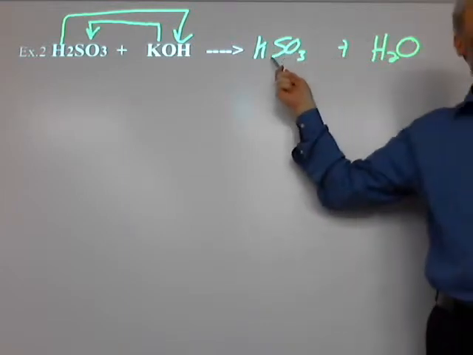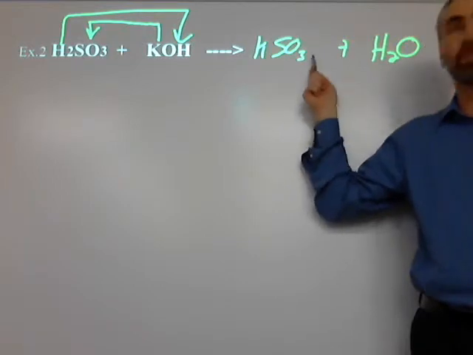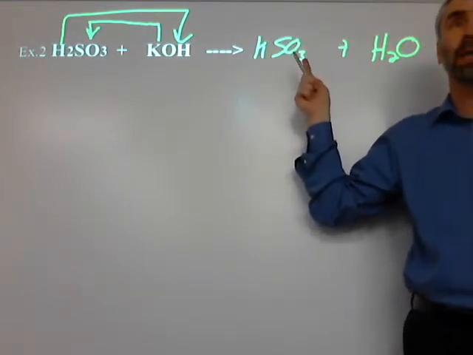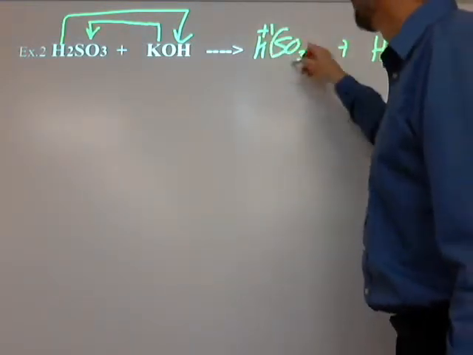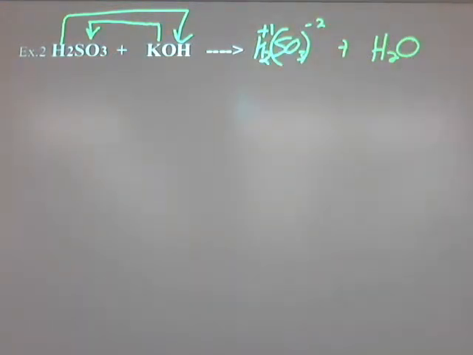And what else did I not do right for this guy either? I was trying to show you all the mistakes. Did I write K and SO3 correctly? No. K has a +1, SO3 has a -2. You know that from the common ion sheet. K2SO3.